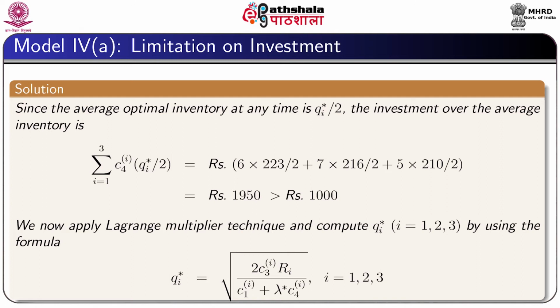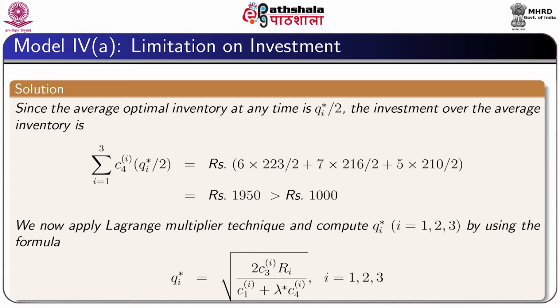But when we put these values in the constraint, we see that sigma C4i Qi star by 2, which is the average inventory level at any time, we find that the sigma i equal to 1 to 3 C4i Qi star by 2 is equal to rupees 1950, which is greater than 1000. Hence, the optimal values which we have obtained without considering the restrictions are not exactly the optimal values.